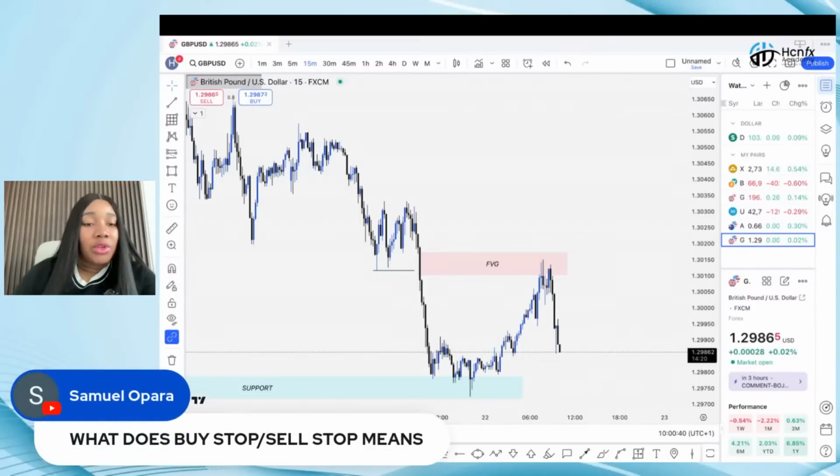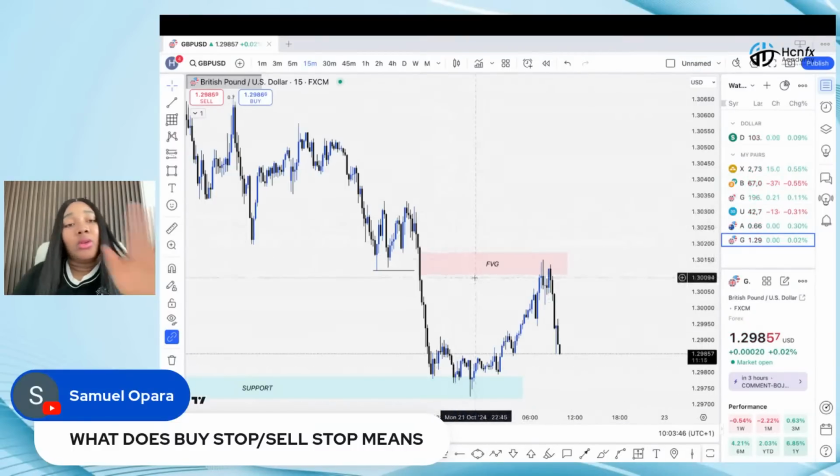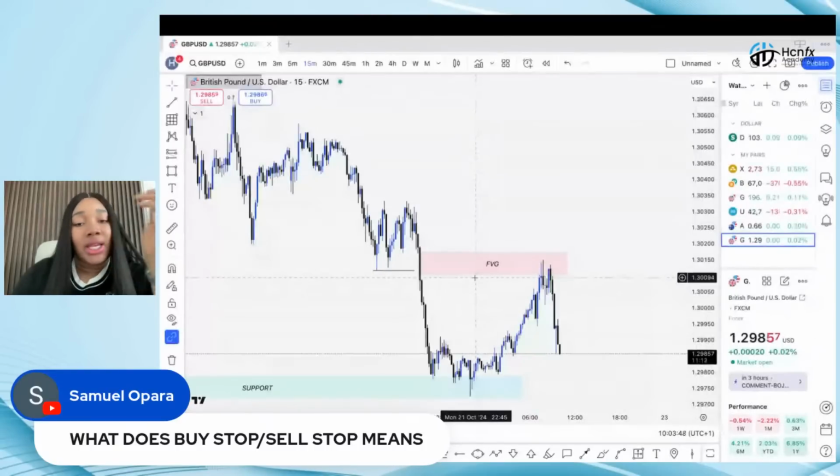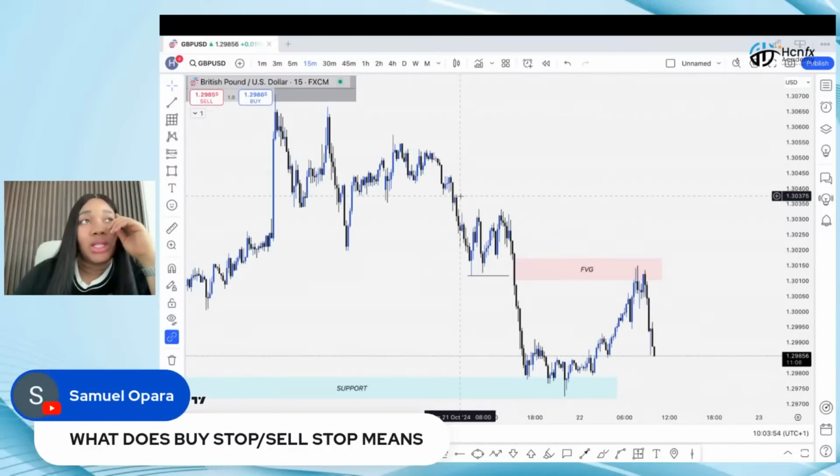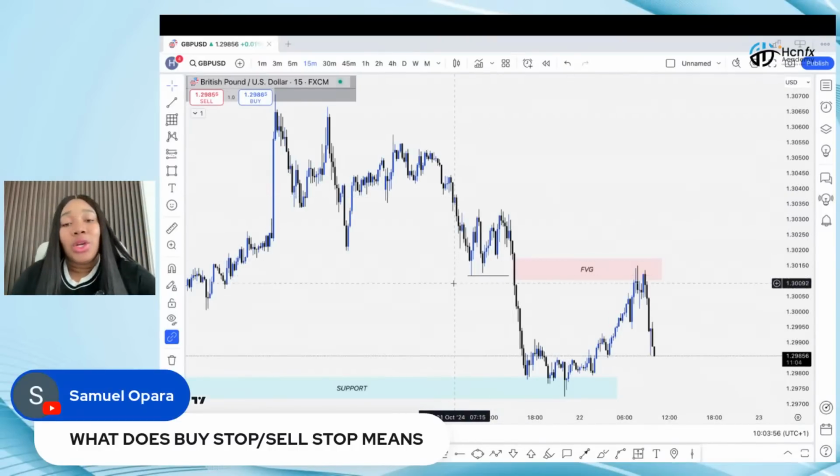Okay, we have a question from Samuel Opara: what do buy stop and sell stop mean? Okay, so let's go to the chart to answer that. I guess for you to ask about buy stop and sell stop, you already know what limit orders are used for. Then you're wondering what buy stop and sell stop are used for.